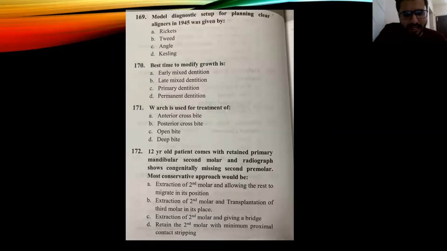Because your late mixed dentition period overlaps with your pubertal growth spurt, most of the class 2 corrections you're going to do in the pubertal growth spurt, around 11 to 13 for females and roughly around 12 to 14 for males. Females will have the pubertal growth spurt earlier. In those cases, you will give the myofunctional appliances to advance the mandible. You can do it in this phase.